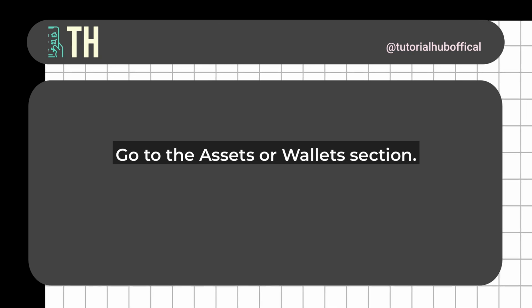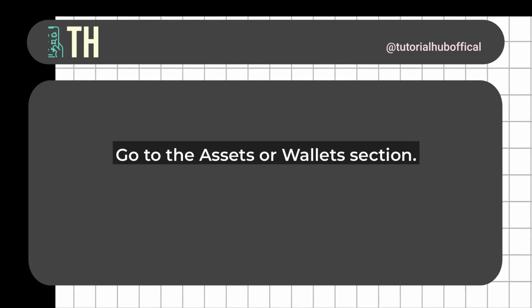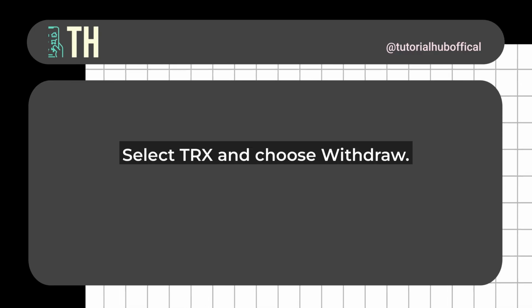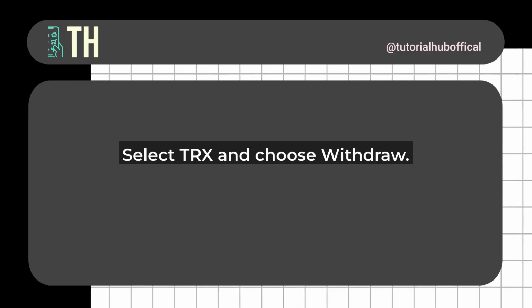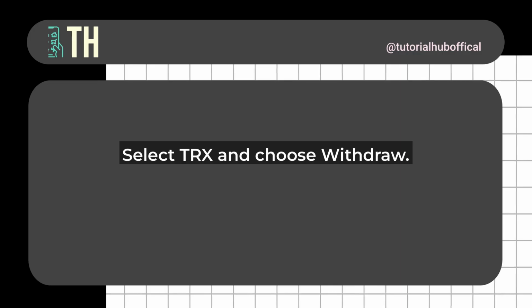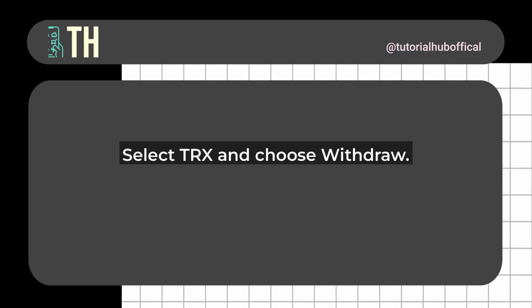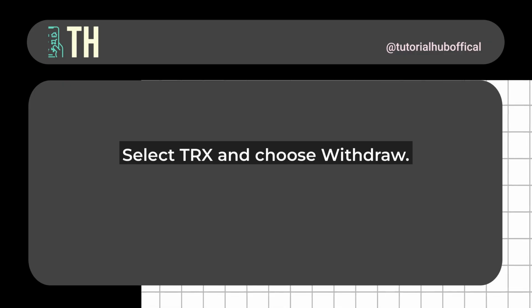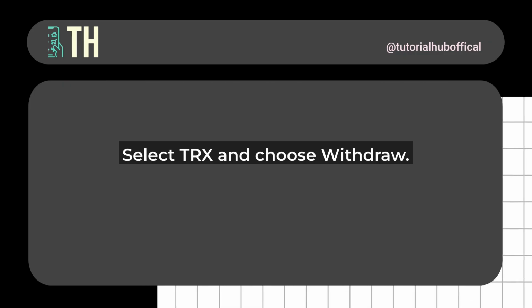First things first, make sure you have accounts set up on both Kucoin and Uphold, and that you have some TRX in your Kucoin wallet. Start by logging into your Kucoin account. Once you're in, head over to the Assets, or Wallets, section. This is where you can see all your cryptocurrencies, including TRX.